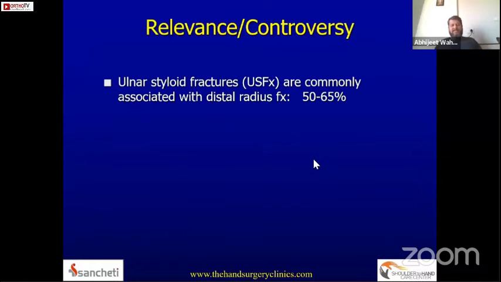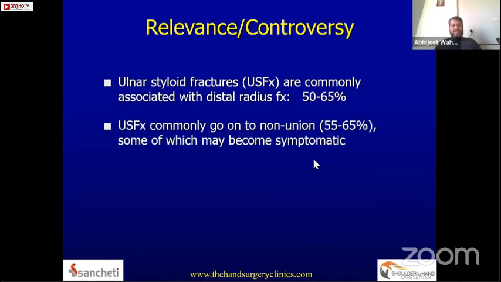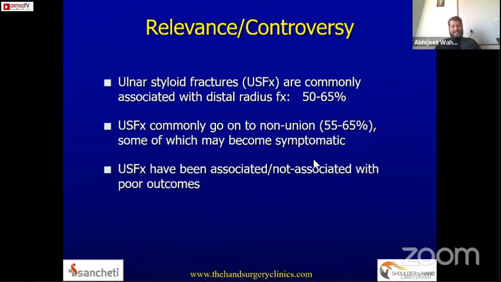So the relevance of ulnar styloid fractures exists along with a lot of controversy. In almost every hand or wrist conference, there is so much debate generated around this small little piece of bone. Almost 50 to 65% of distal radius fractures are associated with ulnar styloid fractures, and they commonly proceed to non-union. Most of them are asymptomatic, but a few will be symptomatic. And it is this cohort, this subgroup of patients, where we need to think about some kind of treatment.